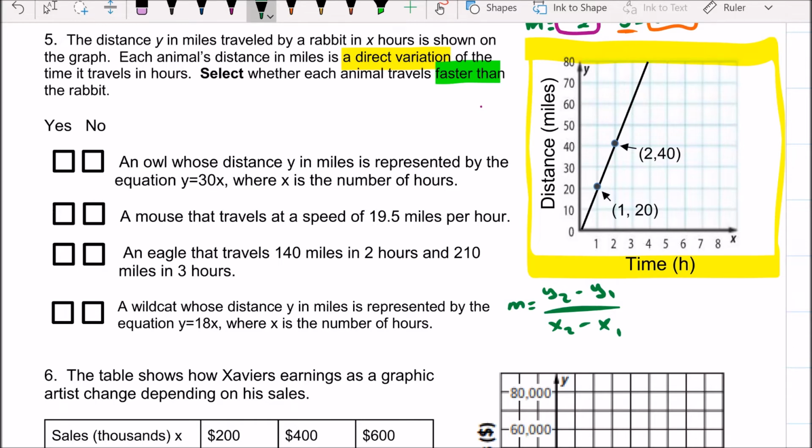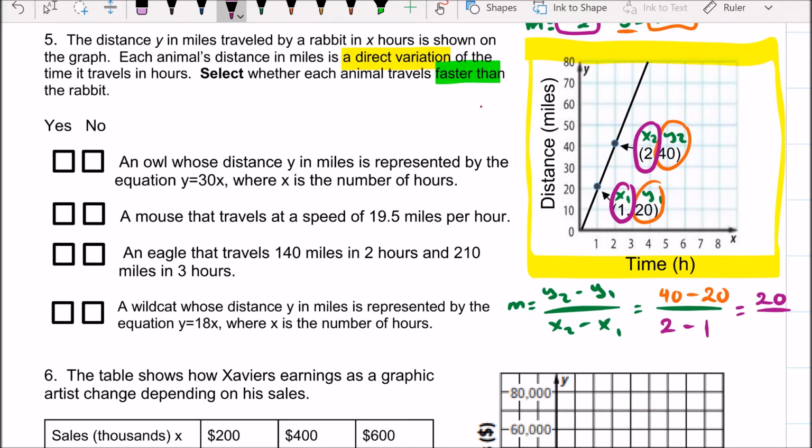So this is 2 points. We can pick any of them as x1, y1. I'm going to choose this as x1, y1. This is x2, y2. On the top, y2 minus y1. y2 is 40, minus y1 is 20. x2 is 2, minus x1 is 1. So that will be 20 over 1. 40 minus 20 is 20, and 2 minus 1 is 1.